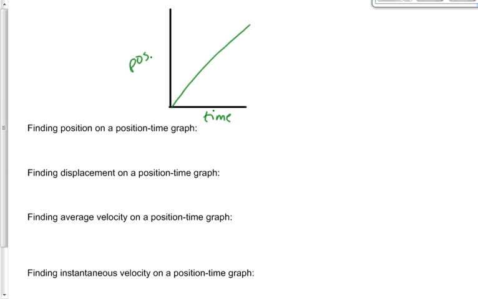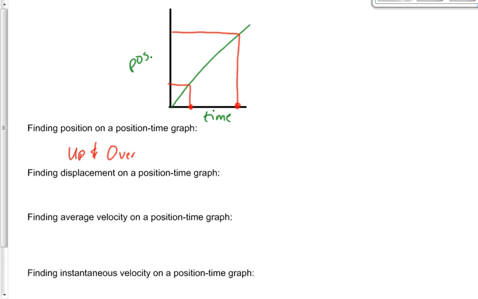If I want to find the position right now, at that moment in time, go up and over. All we're going to do to find the position on a position time graph is go up and over. If you ever want to find whatever's on the y-axis of any graph, just go up and over.